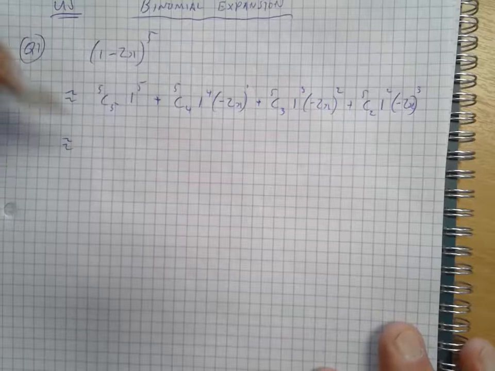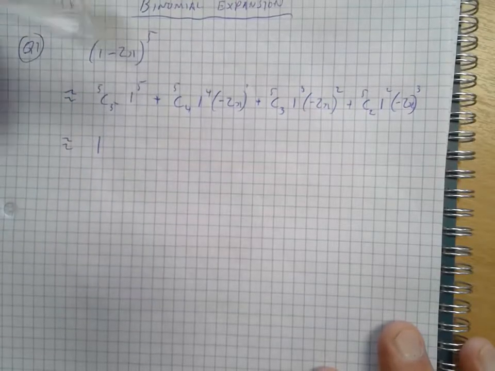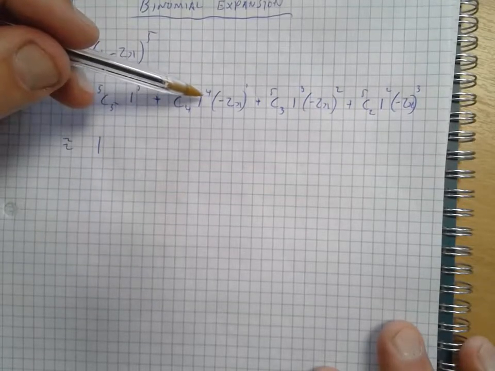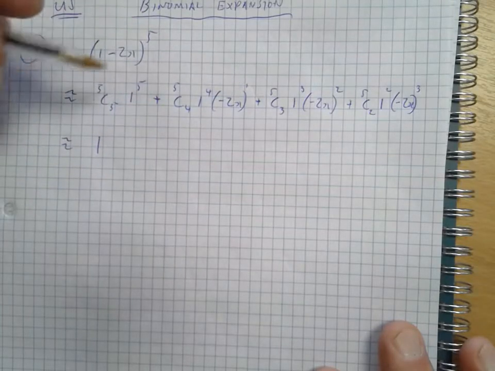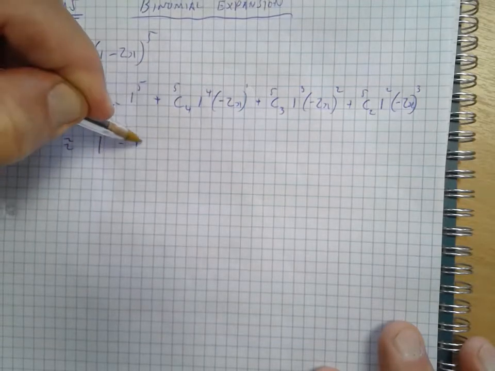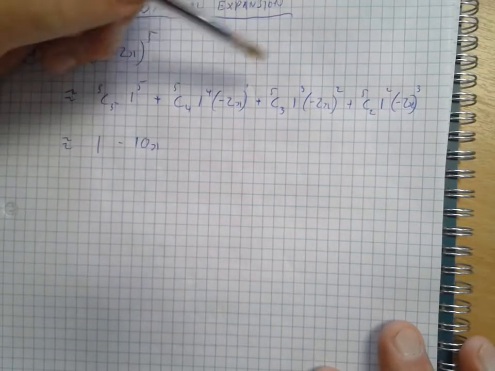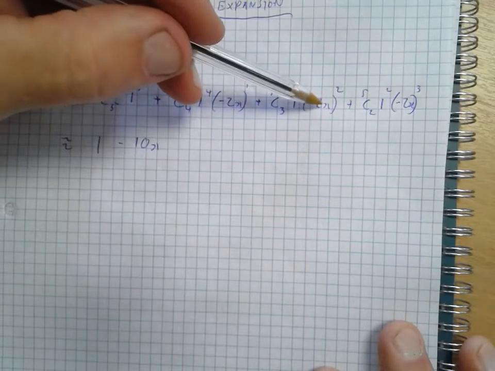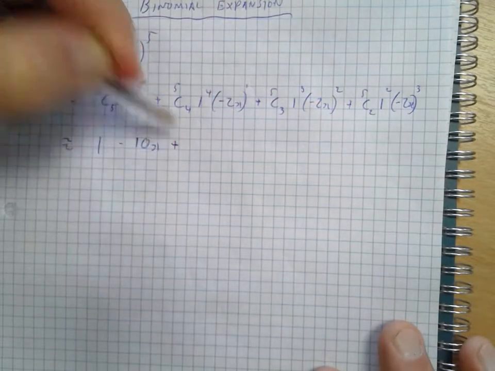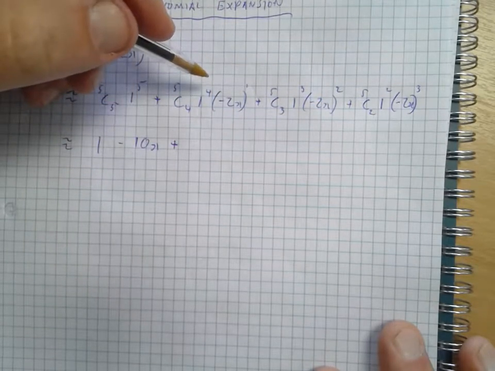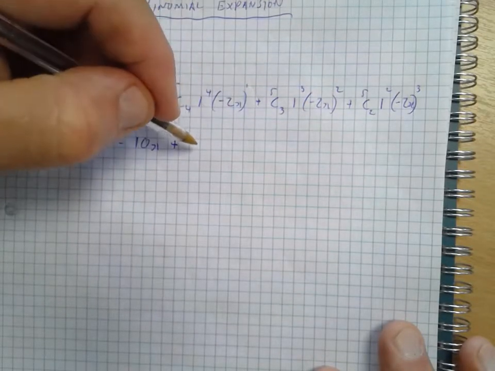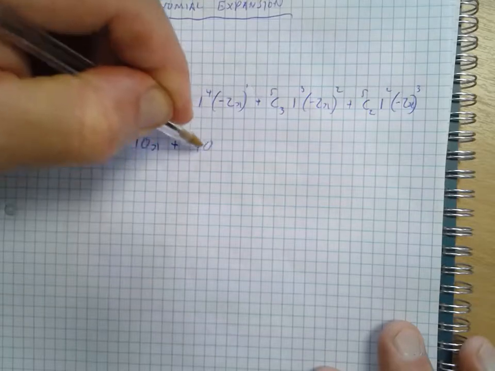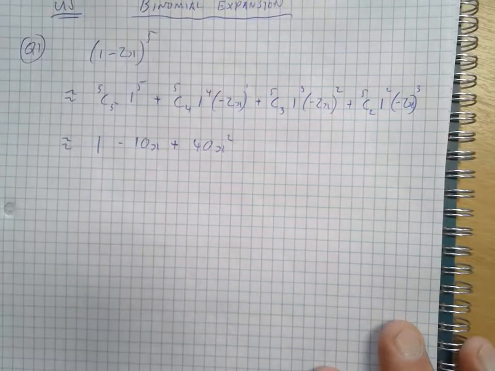5c5, 1 to the power of 5, all equals 1. 5c4, 1 to the power of 4: 5c4 is 5. Minus 2x is just minus 2x, so it's minus 10x. Next, I've got the minus squared, so that's going to be a plus, so the next term is plus 5c3 times by (minus 2) squared, which is 4.